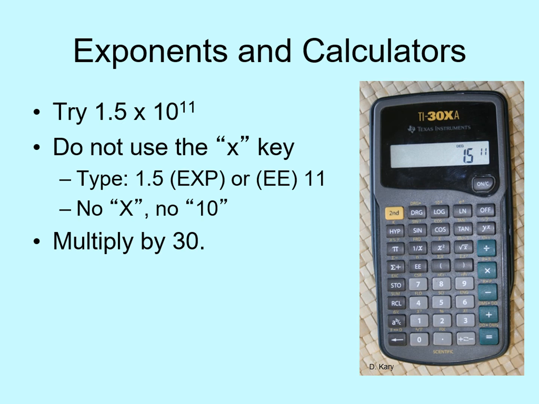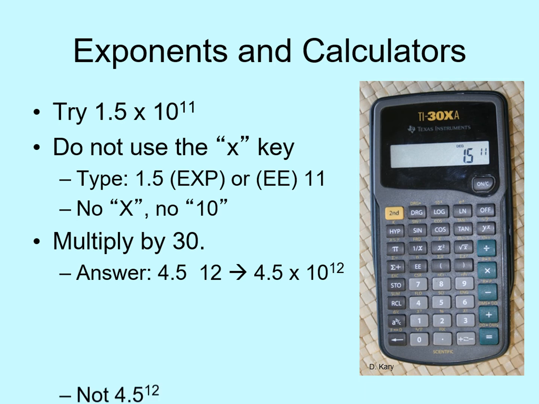Do you have your answer? Your calculator may read something like this: 4.5 and then a 12 after it. When you see this, you should write it out as 4.5 times 10 to the 12th power. If you get something else, then go back through the instructions and try it again. Also, when you do have the right answer, don't write it out as 4.5 to the 12th power. That means something completely different, and it will be marked wrong.